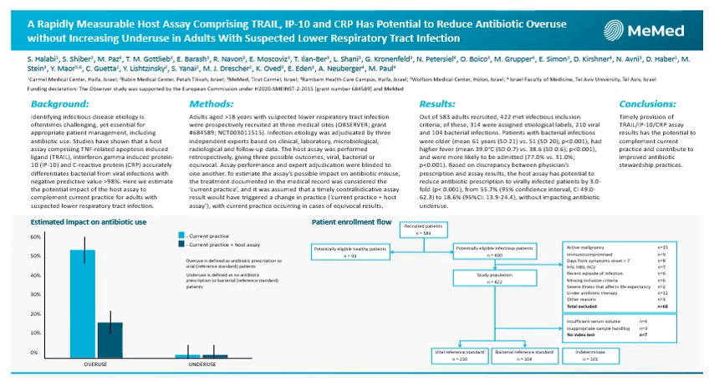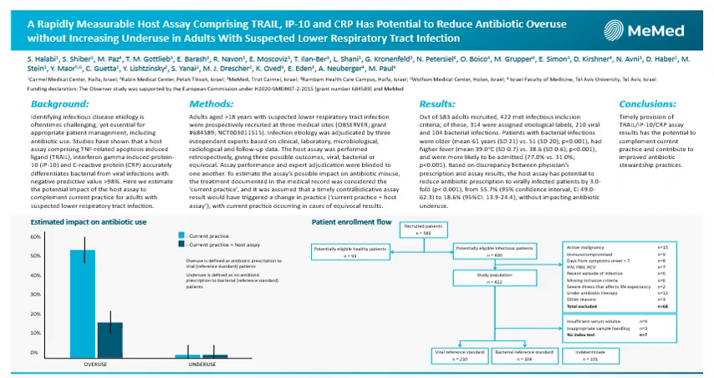So for the Observer study, adults aged over 18 years with suspected LRTI were prospectively recruited at the 3 medical sites that I mentioned at the beginning. Infection etiology was adjudicated by 3 independent experts based on clinical, laboratory, microbiological, radiological, and follow-up data. So it was the adjudication of these 3 experts that was used to build the reference standard etiological label.